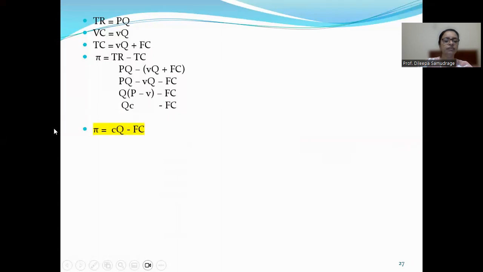So now your profit equation is this, right? You have to derive through these letters. So now what we are trying to do is find out the break-even point. So at break-even point, this profit function equals what? At break-even point.